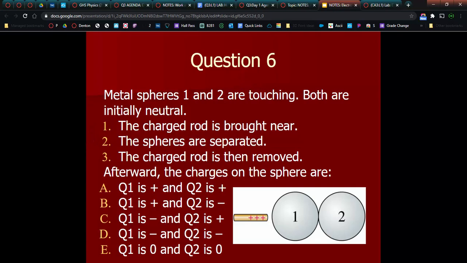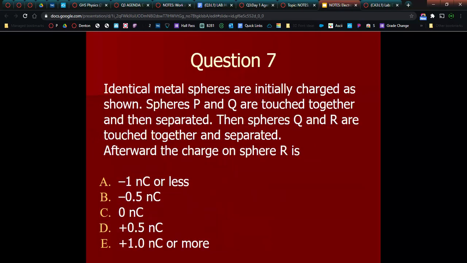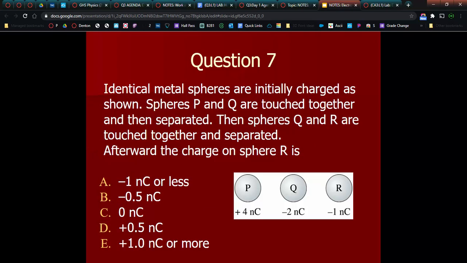All right, good. Metal spheres 1 and 2 are touching. Both are initially neutral. The charged rod is brought near, the spheres are separated, and the charged rod is then removed. Afterward, the charges on the spheres are negative, positive. What is that? C. Like I said, I don't think these questions are hard, but you gotta make sure you read.